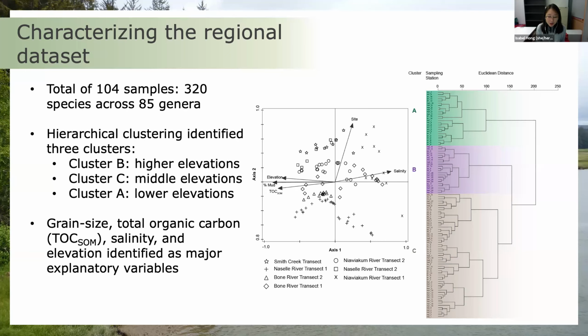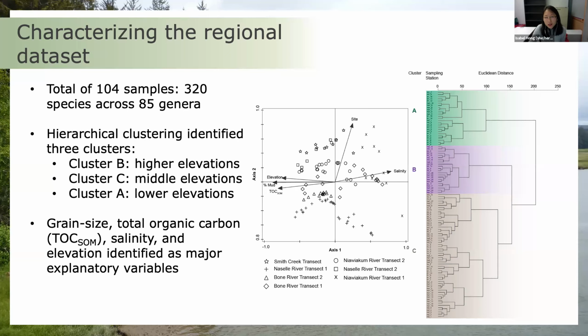And so our takeaway was that even though elevation wasn't the primary driver here, and grain size seemed to be the primary driver of diatom variability on a regional scale, we were able to show that elevation was a primary driver of this variability.